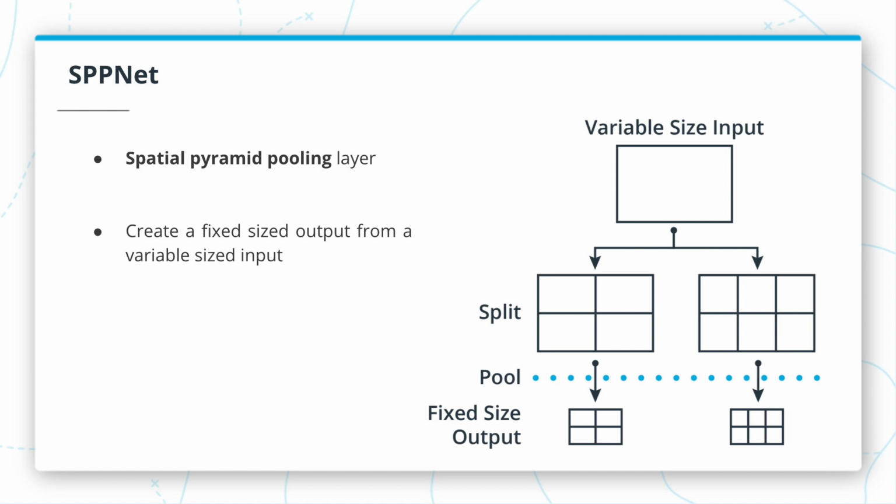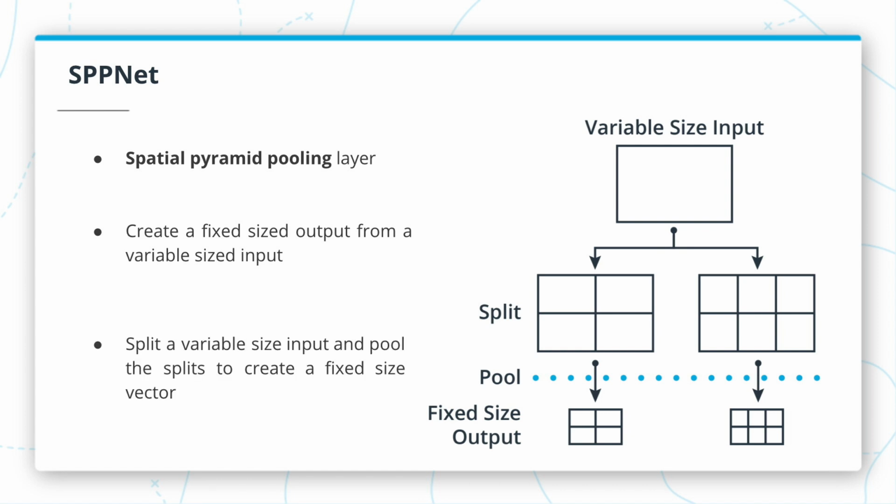We can then use a max pooling layer to calculate the maximum of each one of the splits. So we went from a variable size image to a 2x2 and a 2x3 fixed size outputs. We can use different filter sizes, such as 3x3 or 1x1. By the way, given that we are using two splits here, the spatial pooling layer will be described as a two-level SPP layer. So let's summarize what the SPP layer is doing. It splits a variable size input and pools the splits to create a fixed size vector.